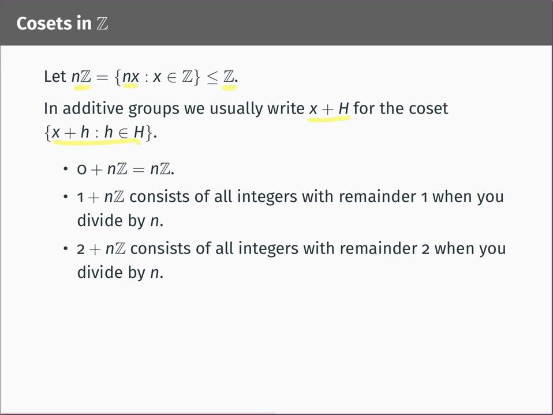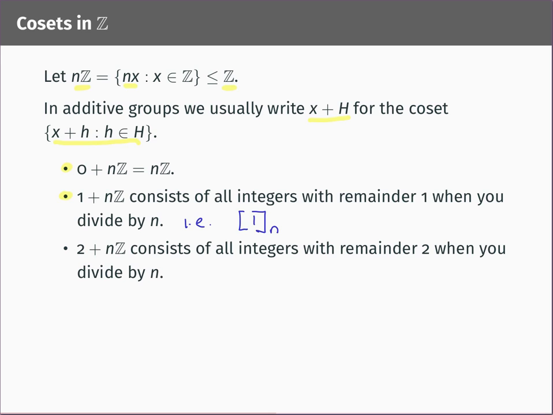So let's think what these cosets will look like. We'll think of the coset 0 plus nZ. Well, of course, that's just nZ again. We've already seen this property for subgroups of the symmetric group on the last slide. But more interestingly, what if we look at the left coset 1 plus nZ? That's all things of the form 1 plus a multiple of n. In other words, it's all integers with remainder 1 when you divide by n, because those are the things which differ by 1 from a multiple of n. So this is something we've met before. This is the congruence class of 1 modulo n.